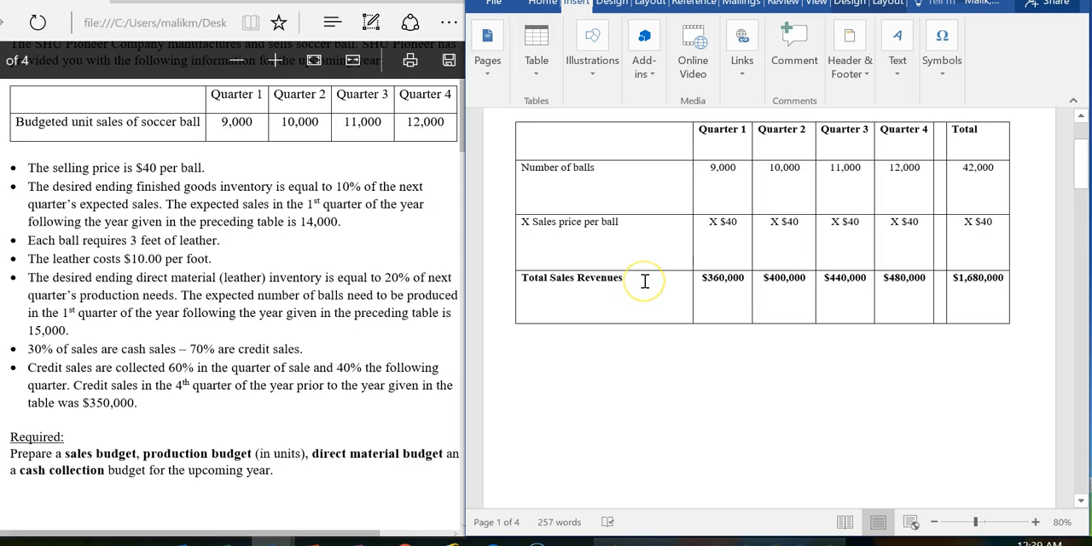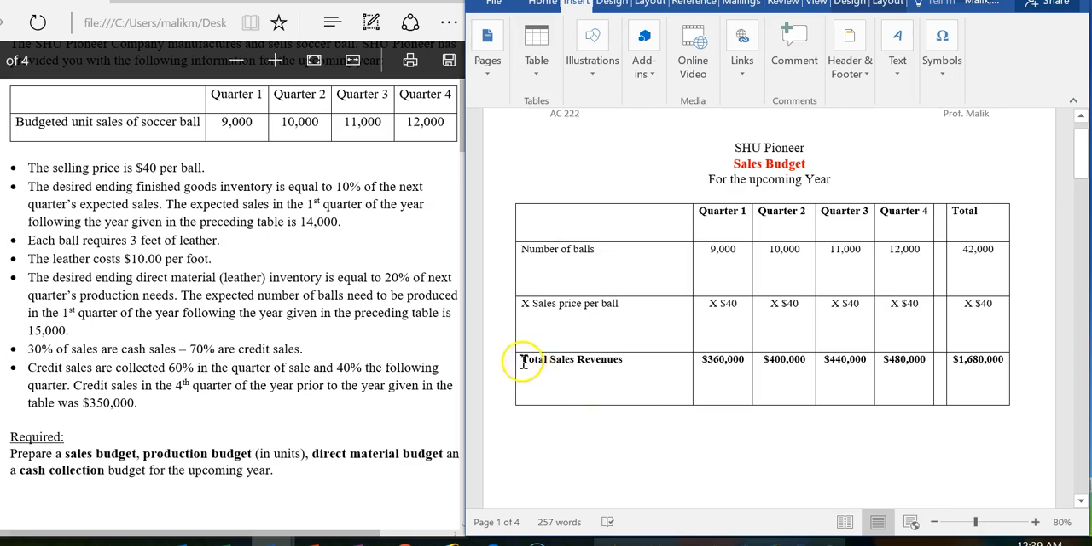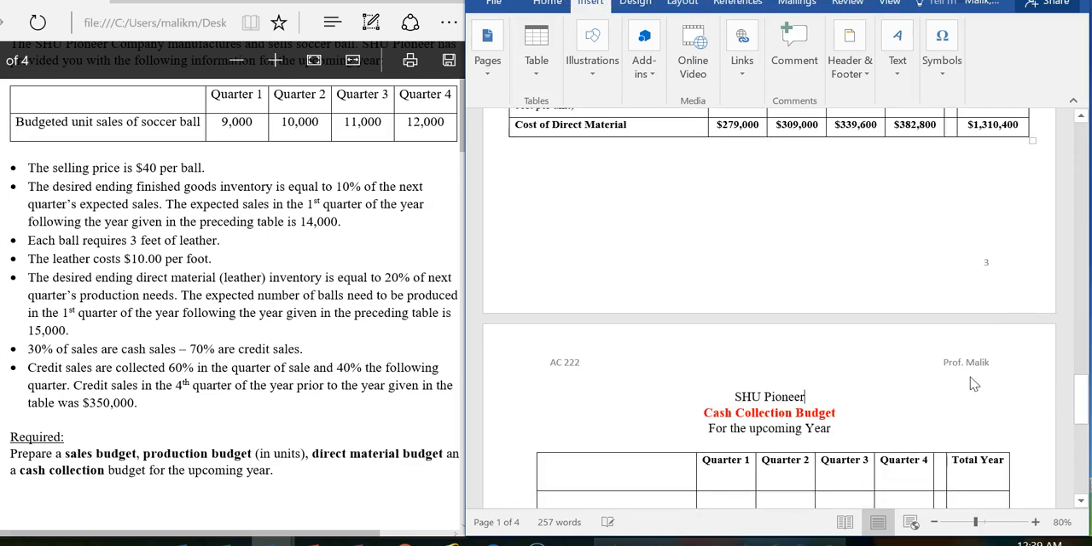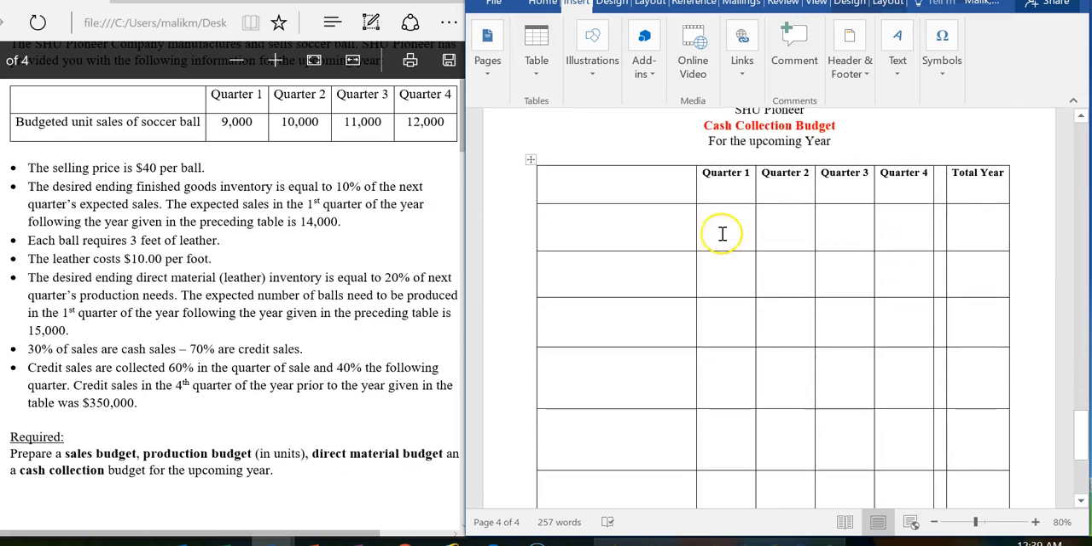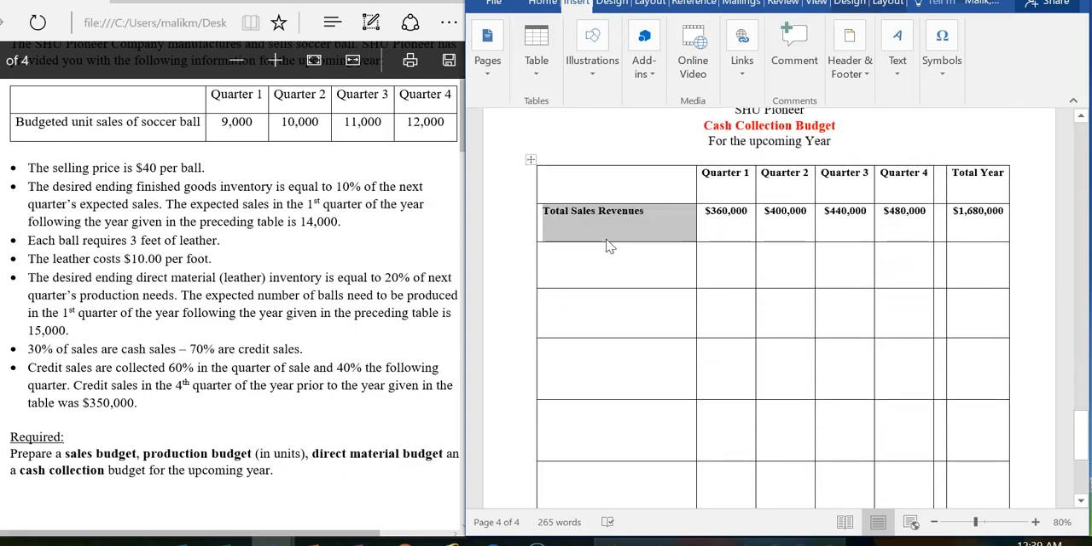So let's see. If you go to your sales budget, which we did at the very beginning, these sales revenues, you can take from here, and then we will use these numbers and split them up into two parts, which are our cash sales and credit sales. So these are our projected sales revenues, which we did when we did our sales budget. Now the information is given here that 30% of sales are cash sales and 70% are credit sales. So let's split it up into two parts.